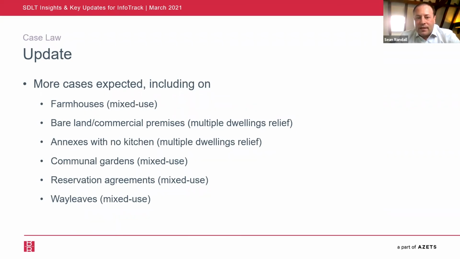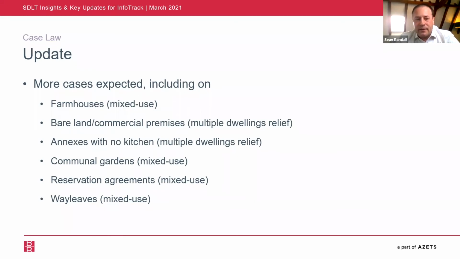Then there are also likely to be decisions or appeals in the context of various arguments being made that the presence of one or more of these factors can pull a transaction into the mixed use rates. That is, flats with some kind of interest or right over communal gardens, the possibility of a lockout agreement, right of pre-emption, reservation agreements, or wayleaves over the purchased land.